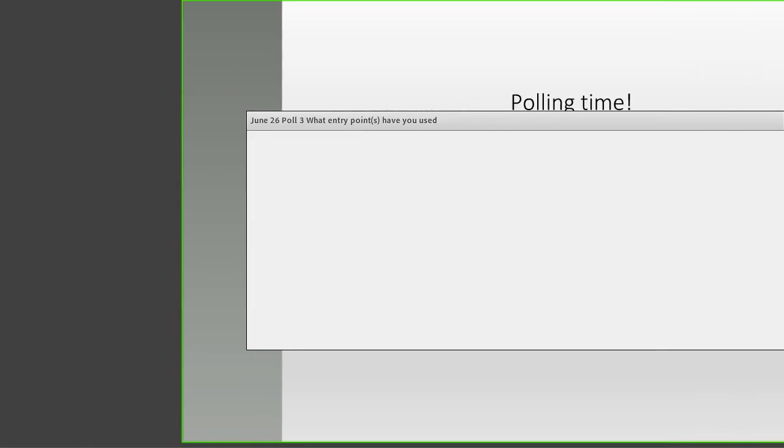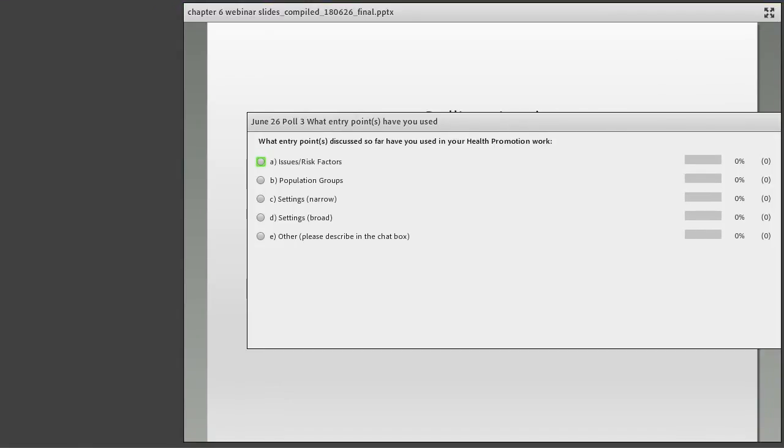So now another polling time. If you'd like to tell us what entry point or entry points that I've discussed so far you have used in your health promotion work. And if there are other entry points people have used, not the first four, if you can put that into the chat box, that would be really interesting, because I know that we've all practiced on really different levels, and I know that we've all had really different strategies, so there may be other entry points, other perspectives that we've not thought of. So please do enter that in.